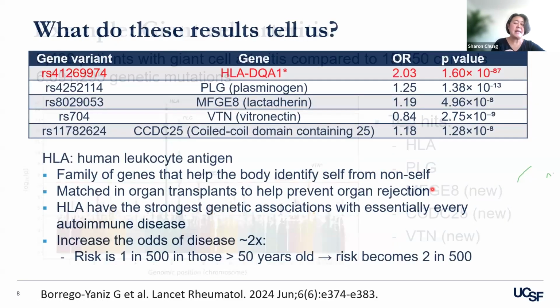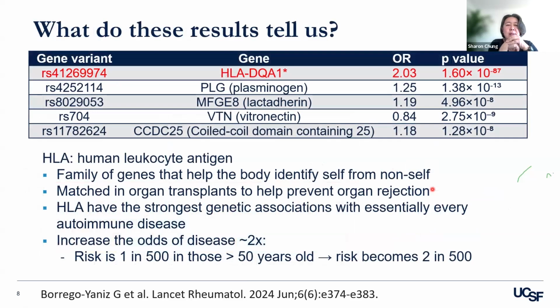But what does that really teach us? What do these results really mean? So the top hit is in what we call an HLA gene. This is on chromosome 6. This is actually of no surprise to us. So HLA stands for human leukocyte antigen. It's a family of genes that help the body identify cells from oneself, from cells from a foreign entity, whether it be bacteria or other individuals.